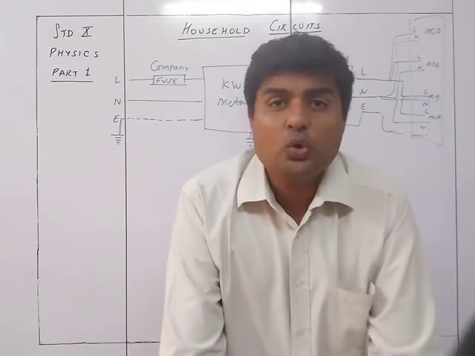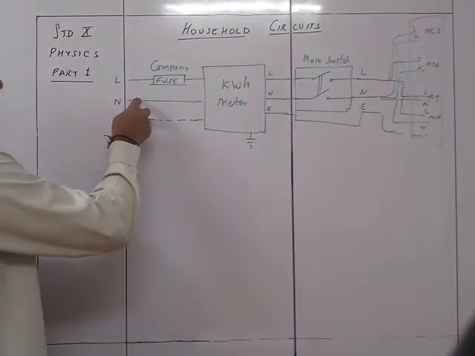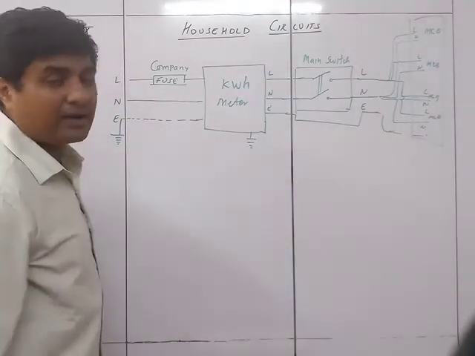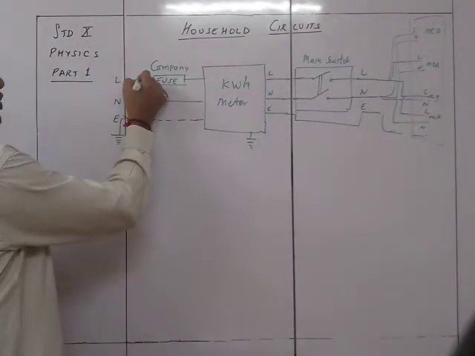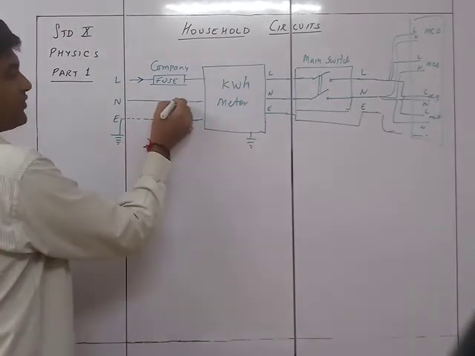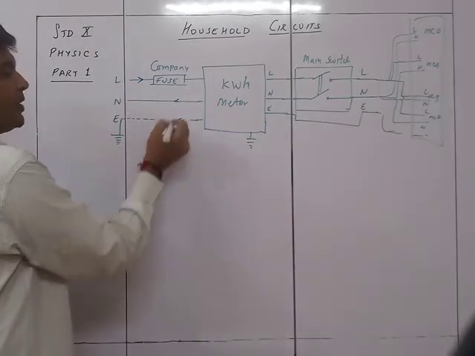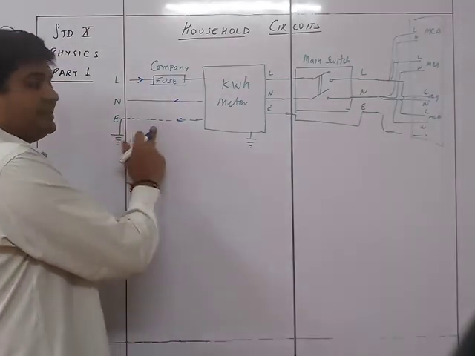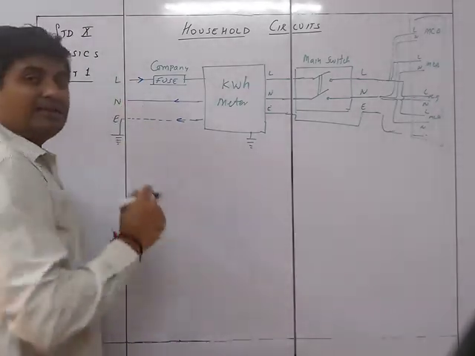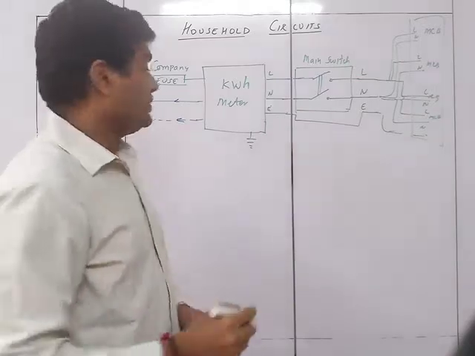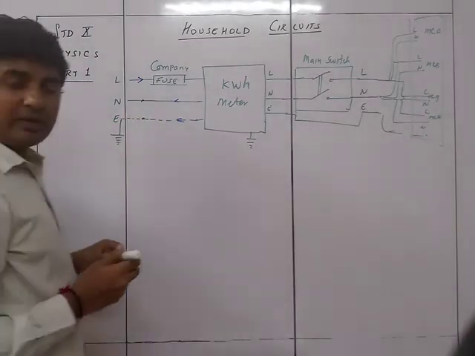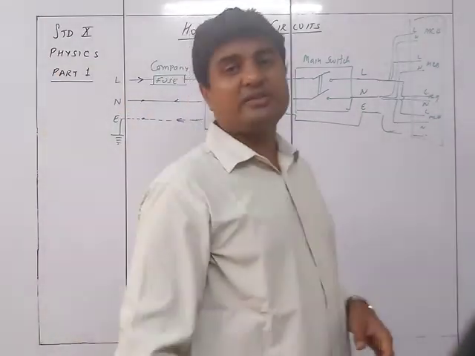So the two wires which are at the same potential are neutral and earth. The current can flow from here and return from here, or it can also return from here if there is some leakage. So this is an emergency supply, okay? But neutral is the one which is the normal return wire. So the neutral wire and the earth wire are at the same potential. The potential of neutral and earth is always the same.